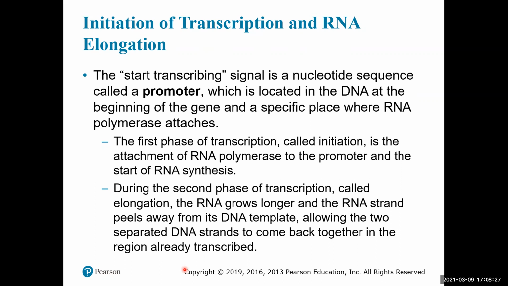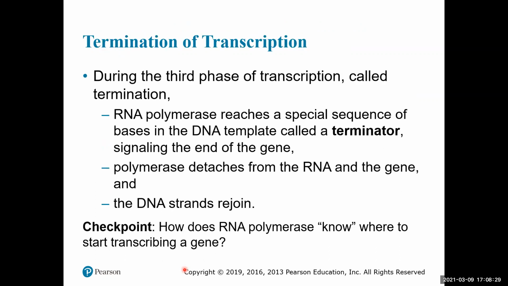After this process of elongation, termination happens. So the third phase, which is termination, is where the polymerase reaches the terminator, which signals here is the end of the gene. This is where you stop transcribing the RNA molecule. And then once the polymerase detaches, the DNA strands completely rejoin together.